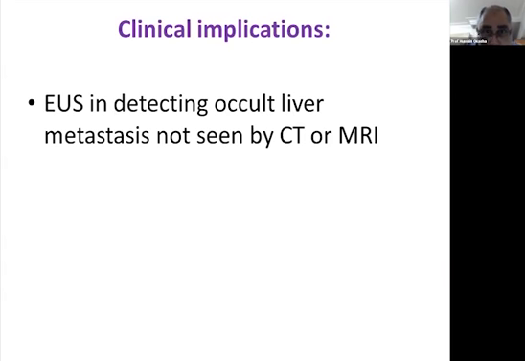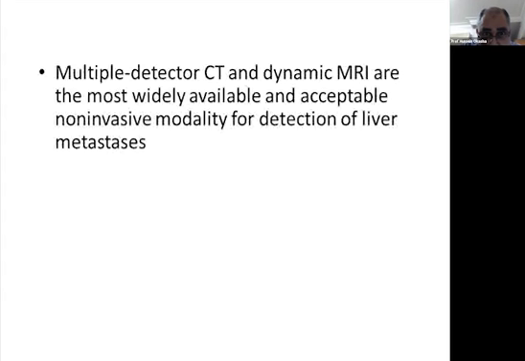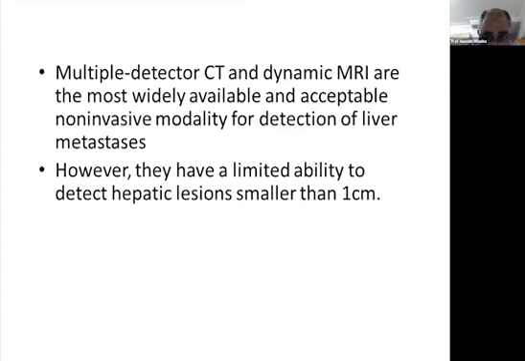So let us talk a little about the clinical implication, just a few slides. EUS is very important in detecting small liver metastases not seen by multi-detector CT and dynamic MRI. Although these imaging techniques are the most widely available and acceptable non-invasive modality for detection of liver metastasis, they frequently miss lesions smaller than 1 centimeter.